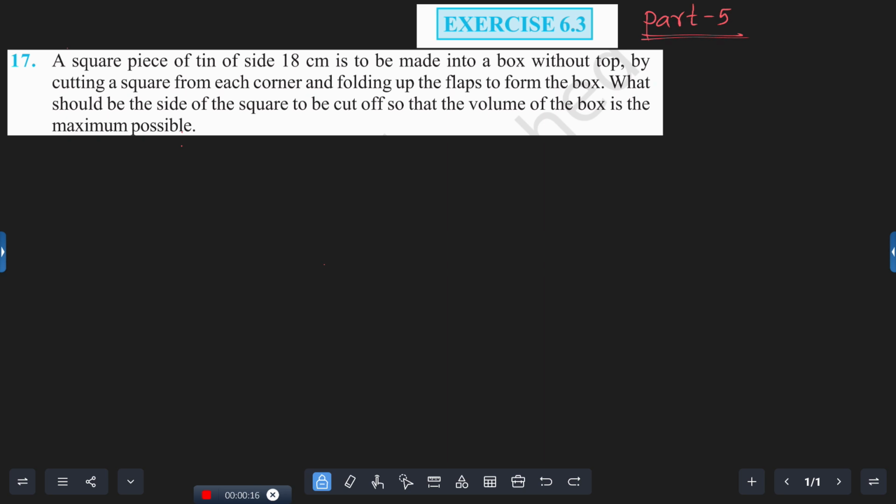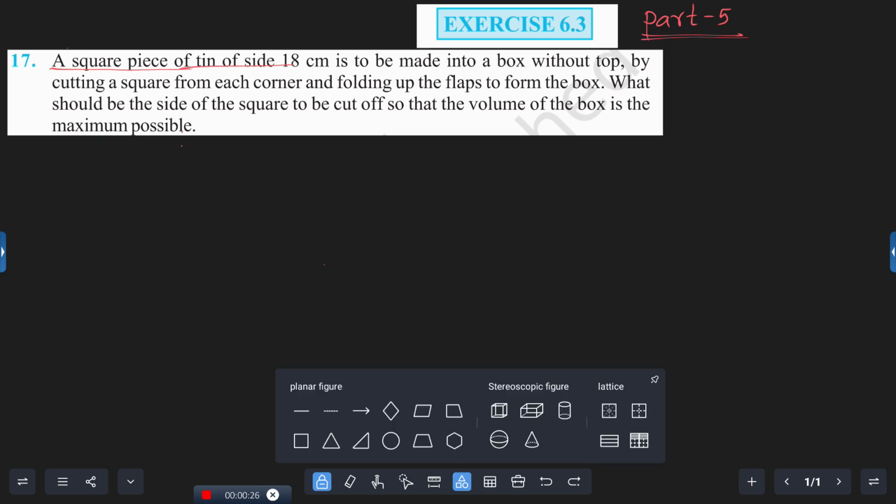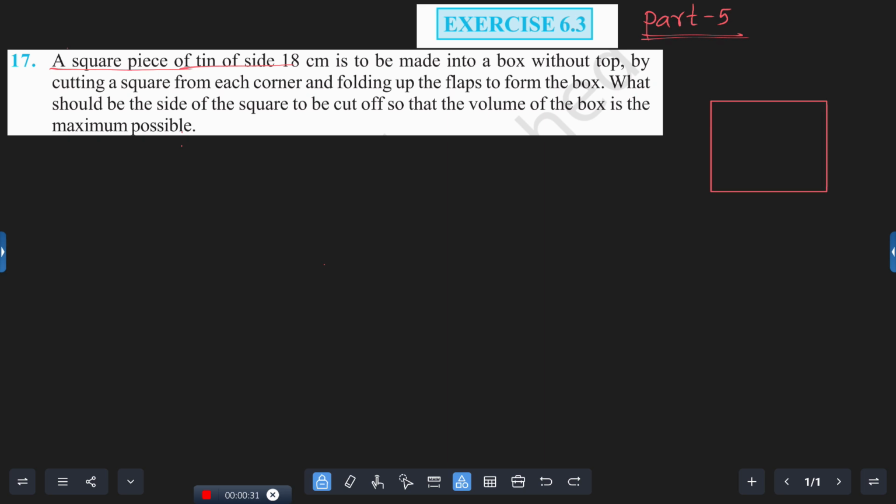A square piece of tin, side 18 centimeters. There is a square piece, it seems, so let me draw a square. Okay, this is the square. Each side is equal. Here they said the side is 18 centimeters, so the full length here will be 18 centimeters, the same here also, 18 centimeters. Like that, all four sides will be 18 centimeters.